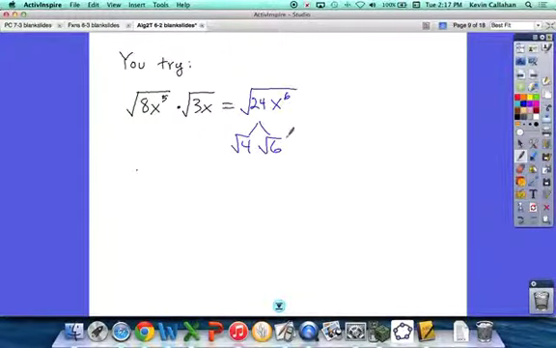How about the x to the 6th? Do I need to break that up? What's the square root of x to the 6th? X to the 3rd. So then we've got the square root of 4 times 6 times x to the 6th. This is 2 times the square root of 6 times x to the 3rd, which is 2x to the 3rd times the square root of 6.